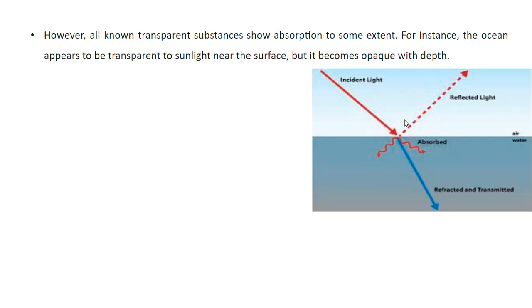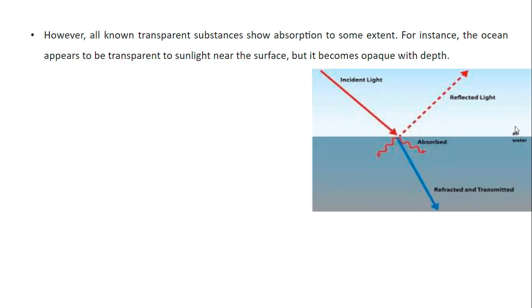As we have discussed in previous lectures, whenever light hits a surface, it reflects back with the same angle, whereas a certain amount of light is passed on to the next medium and is known as the refracted or the transmitted light, but with a different angle to the angle of incidence.